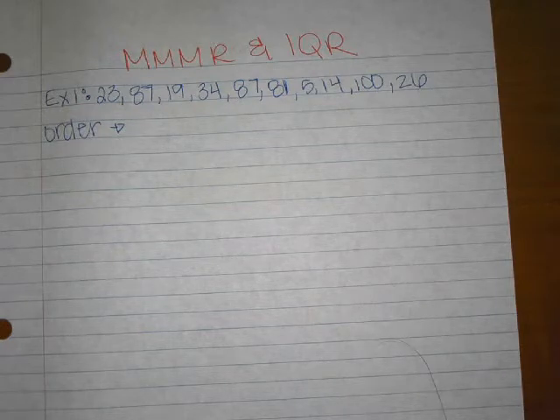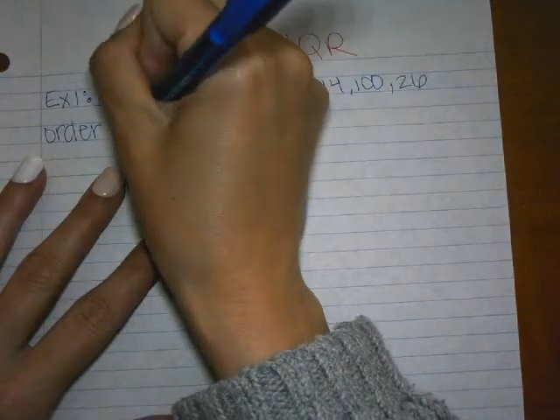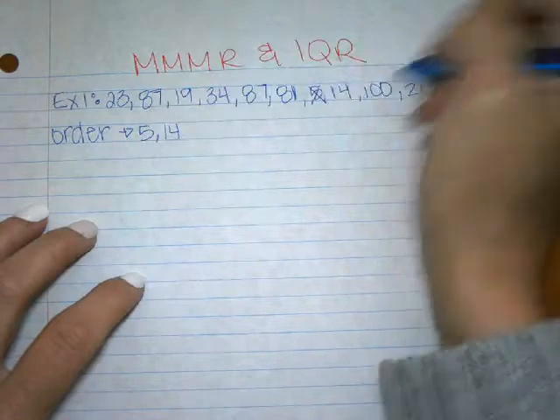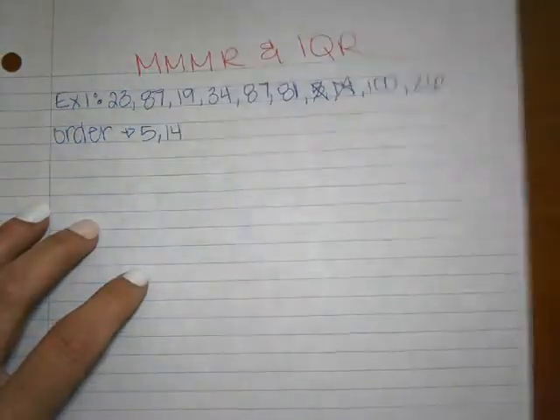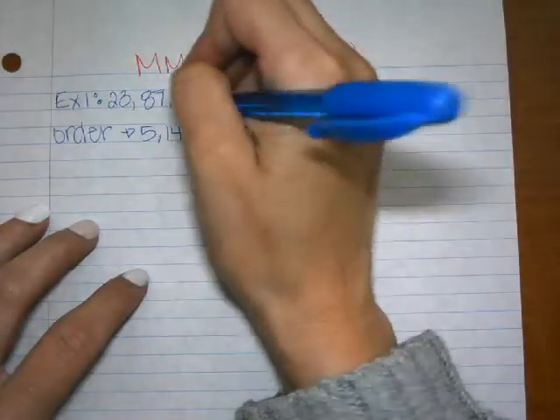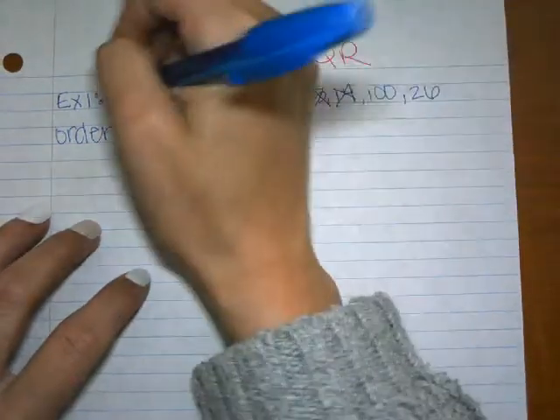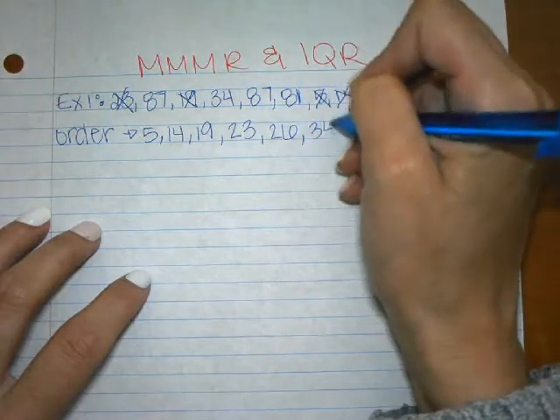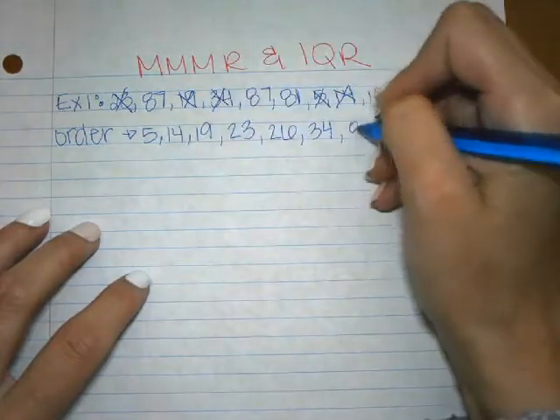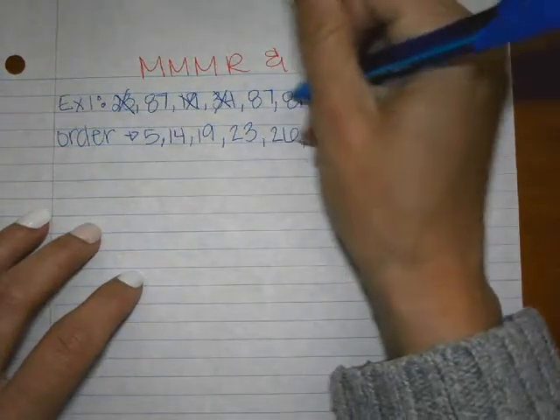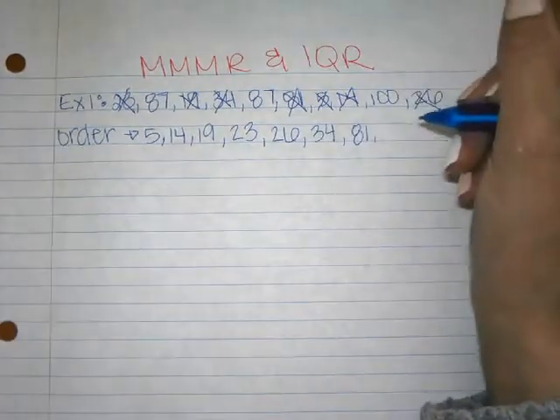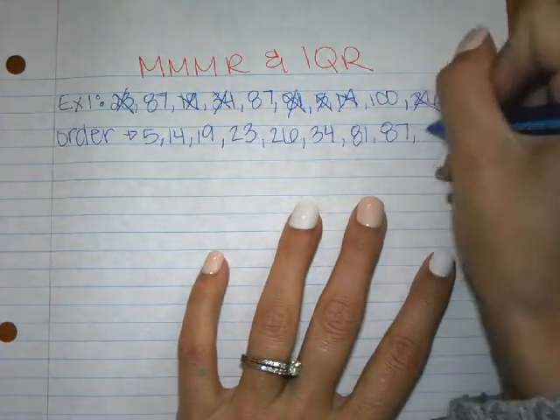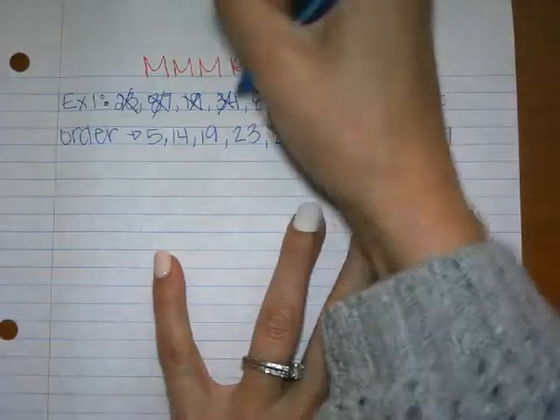All right, guys, what comes first? What number? 5. So I'm going to write it down. I'm going to cross it off. What comes next? 14. Write it down. Cross it off. What comes next? 19. Next. 23. Next. 26. Next. 34. Next. 81. 81. Make sure you have an 81 there. So if we don't have that 81, it will cause us to have issues. What's next? 87. Next. 87. Next. 100.